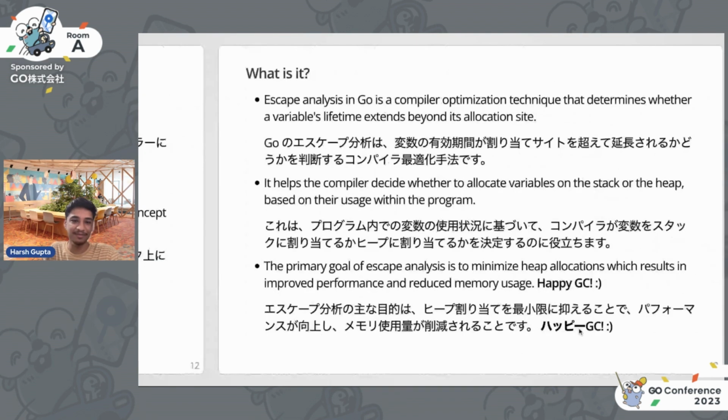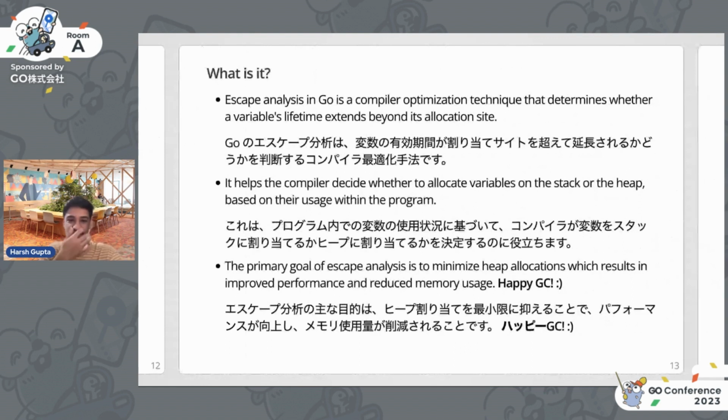What escape analysis essentially is, is a technique used by the compiler to determine whether a variable's lifetime extends beyond where it has been allocated. It checks whether a variable which has been defined in a particular scope outlives that scope or not. It helps the compiler decide whether to allocate the variable on the stack or the heap based on the usage of that variable in the program. Everything happens at compile time.